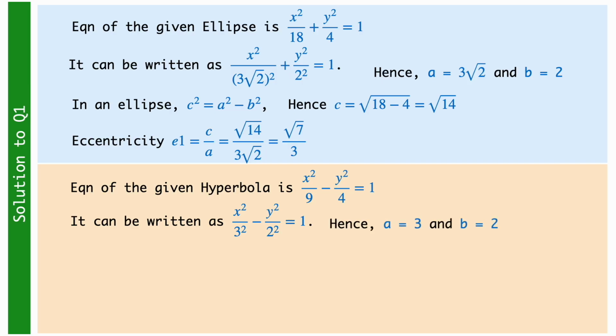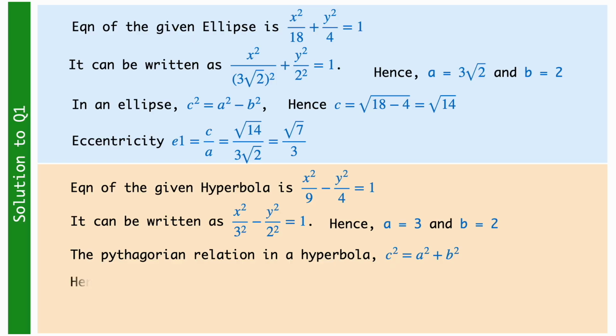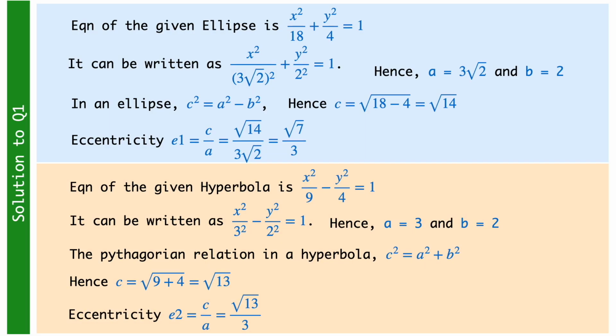The Pythagorean relationship for a hyperbola is c square equals a square plus b square. Hence, c is equal to under root 9 plus 4, which is equal to root 13. The eccentricity of the hyperbola is also c upon a, which turns out to be root 13 upon 3.